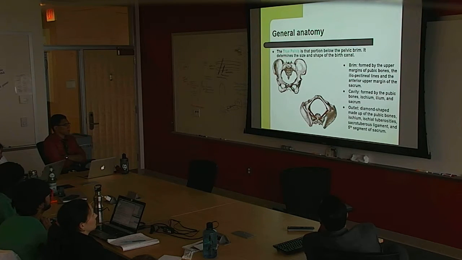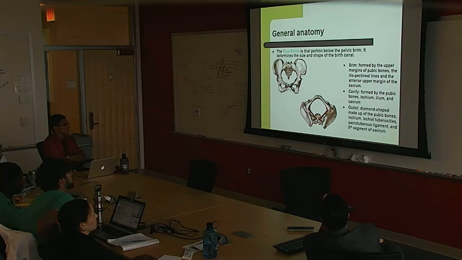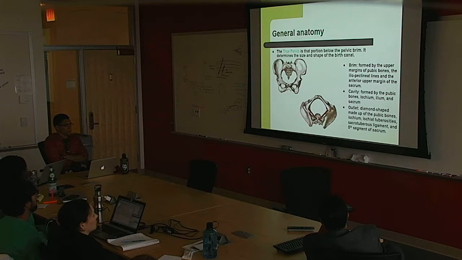So the true pelvis is that portion below the pelvic rim. It determines the size and the shape of the pelvis. The brim is formed by the upper margins of the pubic bones, the iliopectineal lines, and the anterior upper margin of the sacrum. So this is the pelvic rim.